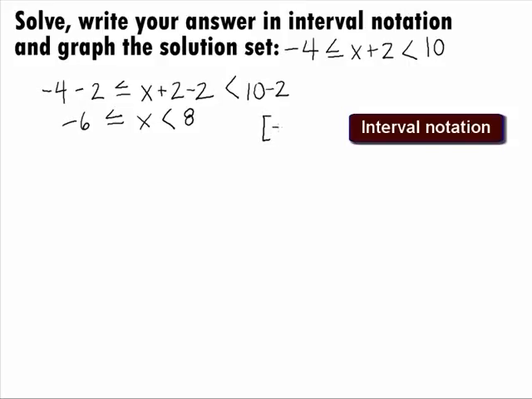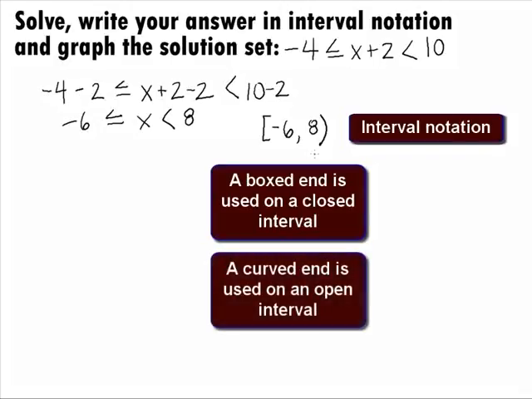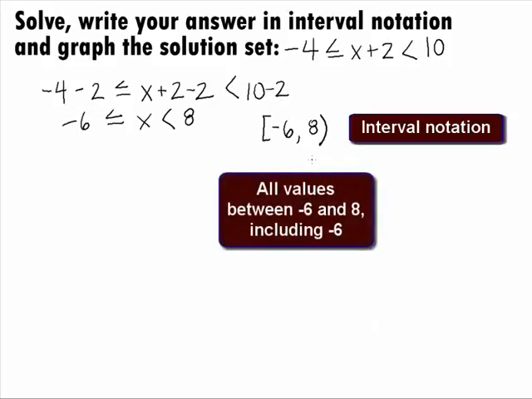The answer to this inequality is a combination of a closed and open interval because we are including the endpoint where x is equal to -6, but not including the endpoint at 8. Since we are including where x equals -6, we use a boxed end with the -6, and since we are not including where x equals 8, we will use a curved end with the 8. So the final answer for the interval notation will be a bracket with -6, 8 with a curved end, which will give us a closed end of -6 to an open end of 8.